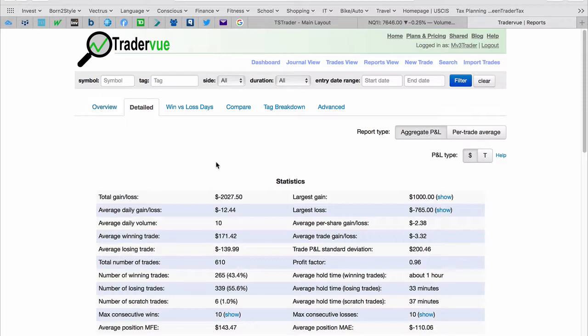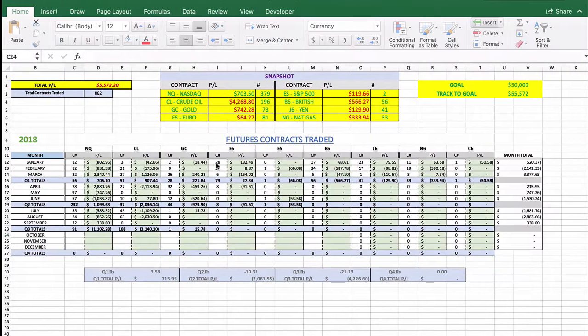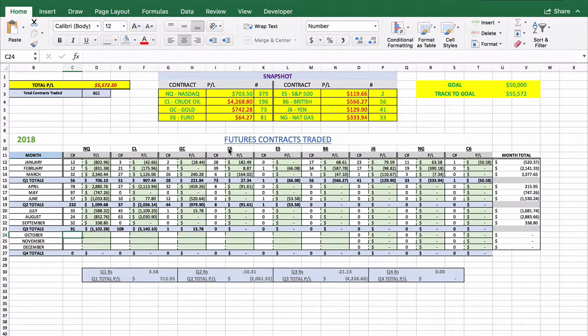So this is my snapshot for the year. Since I started trading futures last August, I've lost $5,000. For me, I don't think that's too bad.